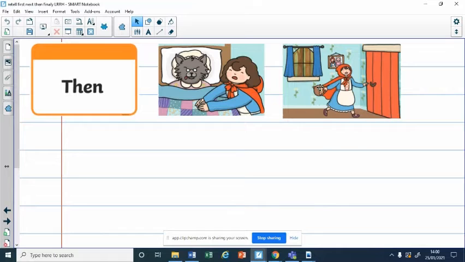she ran away. So we're going to think of just one sentence that we might write at this part. So we might just write, "Then the big bad wolf pretended to be Grandma." We might write, "Then the big bad wolf tried to eat up Little Red Riding Hood." I'd like you to pause the video and have a go at writing your own sentence for then.